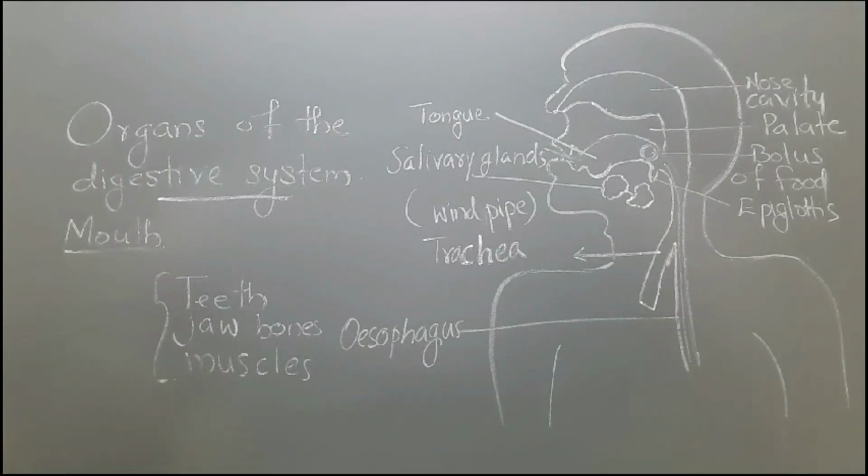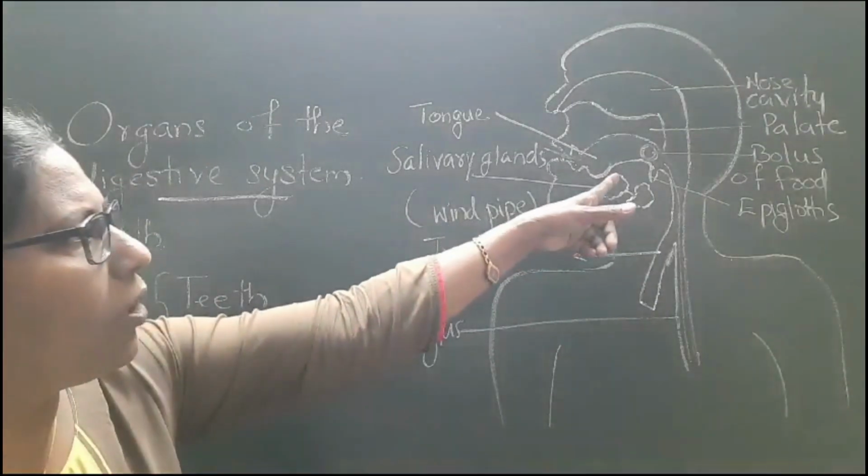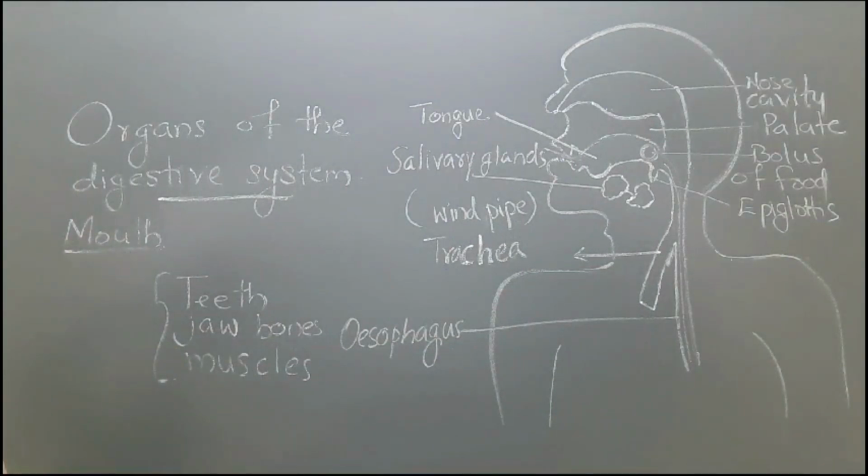In chewing, the food is broken down into smaller pieces. And then it is swallowed. It made bolus and then swallowed. This process is called mechanical digestion. With the help of teeth, jawbone, muscles, food is broken down into smaller pieces. That is called mechanical digestion.